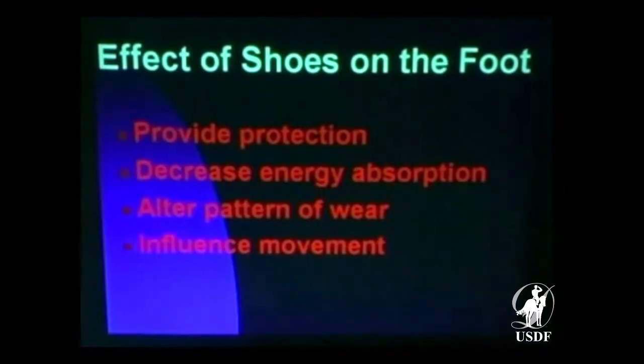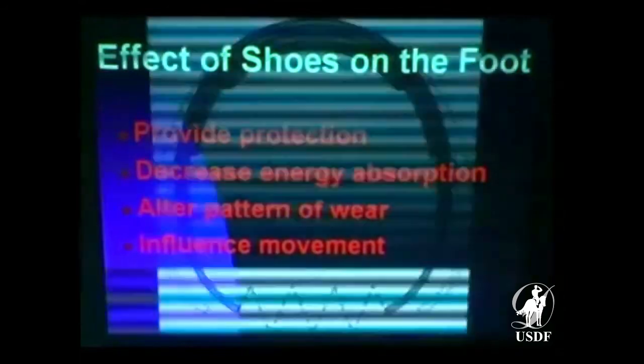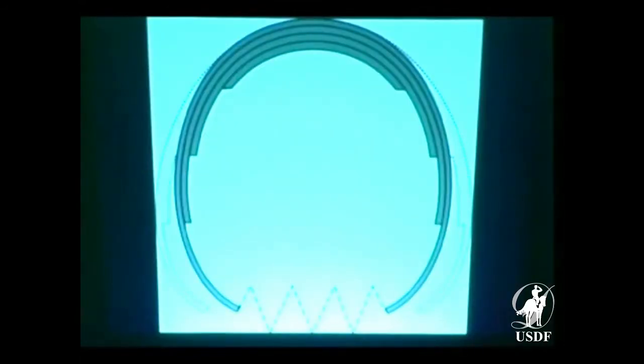The effective shoes on a horse provide protection, and they decrease energy absorption because you have an interface between the ground and the foot. They alter the pattern of the wear. In other words, when we put a shoe on, the horse wears his foot the way we want it, not the way he wants it. And they're going to influence movement, or there wouldn't be this controversy about no shoes, aluminum shoes, steel shoes, titanium shoes, whatever. Think about the horse's foot as a leaf spring.